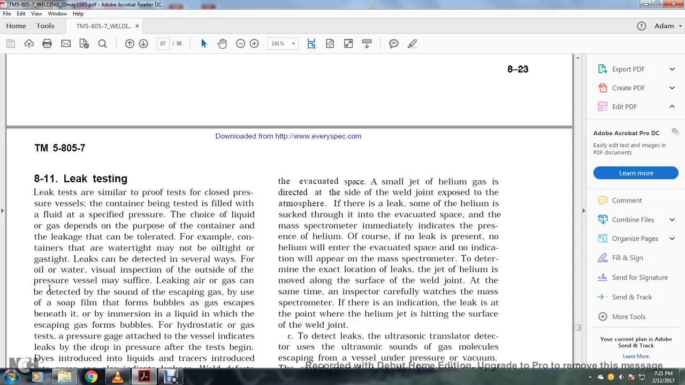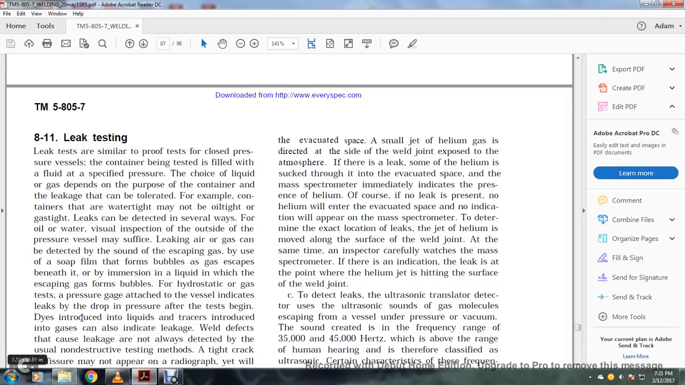Leakage of air or gas can be detected by the sound of the escaping gas, by using a soap film that forms bubbles where gas escapes beneath it, or by immersion in liquid in which the escaping gas forms bubbles. In a hydrostatic or gas test, a pressure gauge attached to the vessel indicates a leak by a drop in pressure after the test begins. Dyes introduced into the liquid, or tracers introduced into the gases, can also indicate leakage. Weld defects that cause leakage are not always detected by usual nondestructive testing methods.